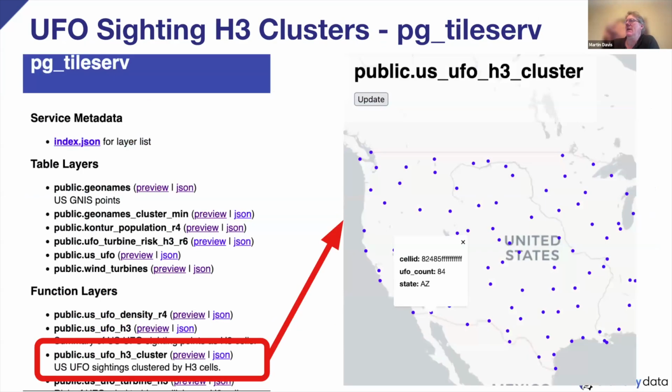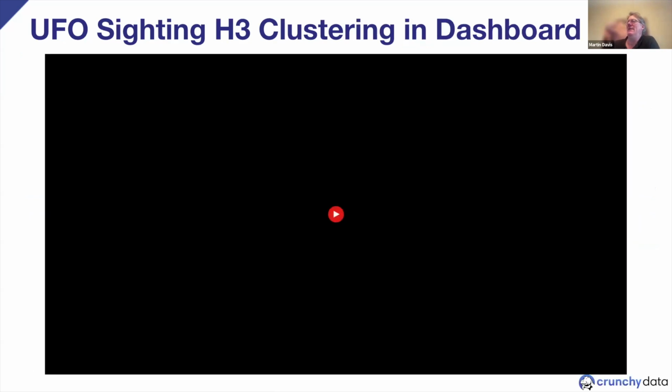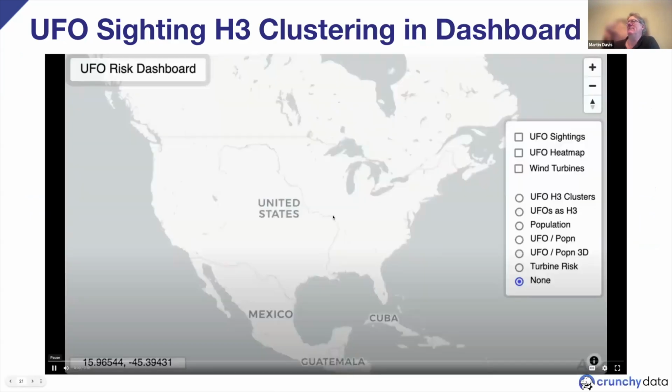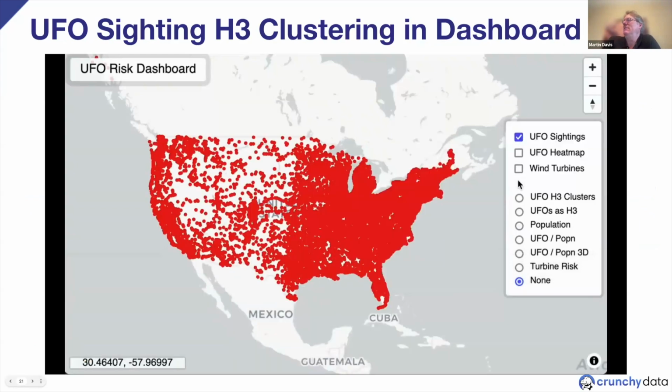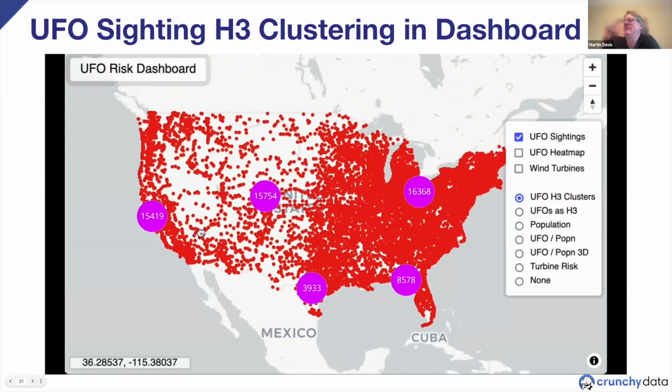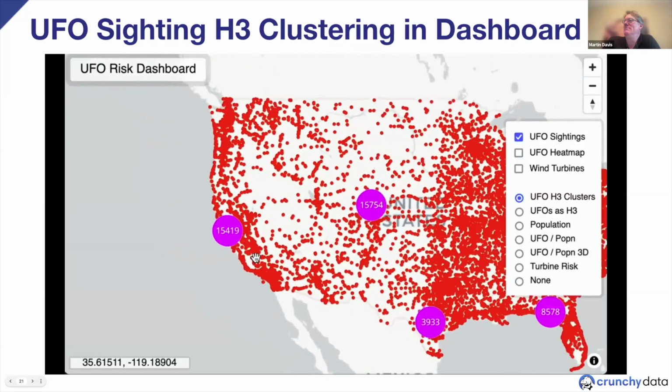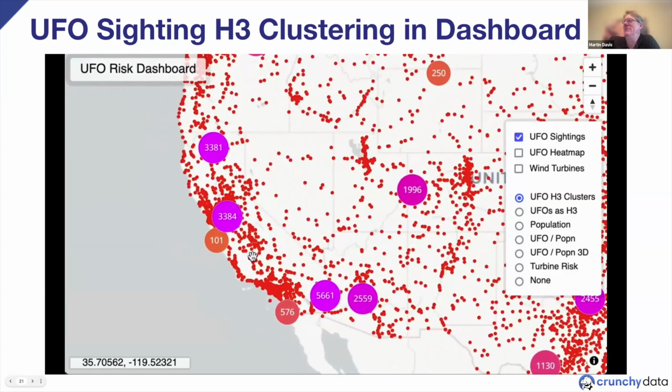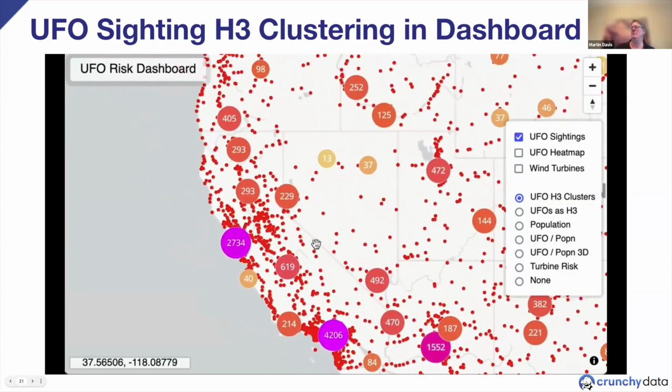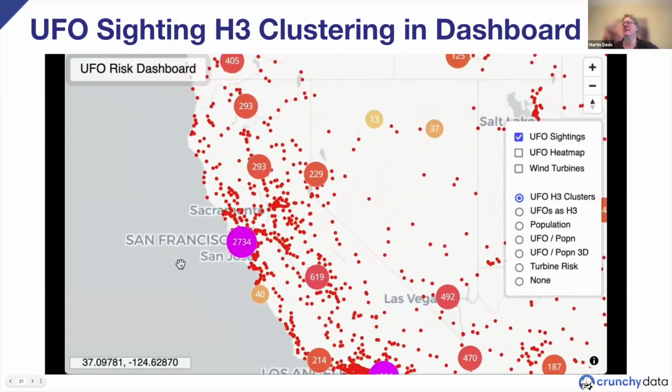So here's the raw data being shown in tileserv, so you can see that it only shows a few points at a fairly large zoom level. And now we're going to see what that looks like in the dashboard live. I'm going to turn on the UFO sightings just to start with, and then we're going to add clusters on top of that. You can see the clusters are very fast, because they're fast to compute on the server side, and you're only shipping a few points per tile down.